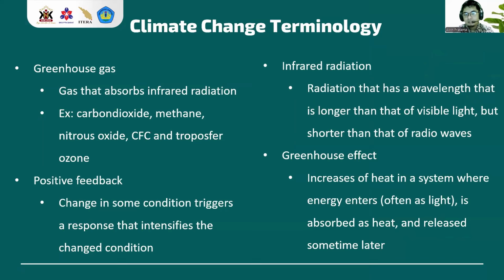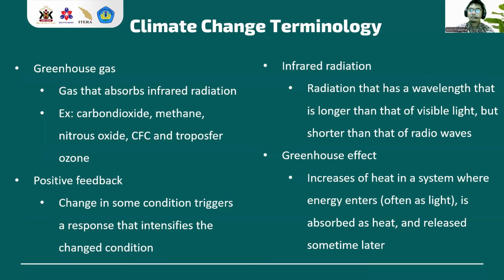These slides introduce the key terminology when we talk about climate change, and it helps us understand the mechanism behind climate change. First, we have the greenhouse gases. These are gases like carbon dioxide, methane, and other gases. And what they do is absorb infrared radiation or heat from the Earth's surface. Instead of letting the heat escape into space, they trap it in the atmosphere, and this is what contributes to global warming.